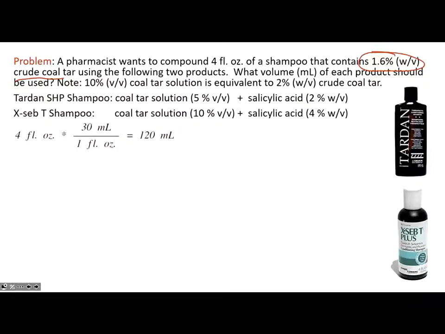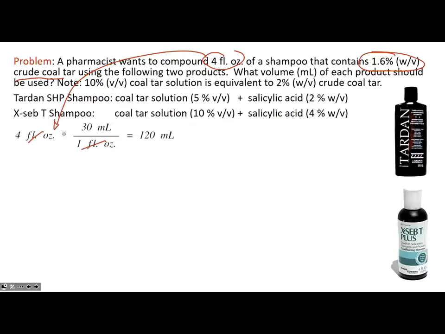So the first thing I would do is convert my 4 fluid ounces into the volume I actually want to make. So hopefully you remember that there are 30 milliliters per fluid ounce. So if I have 4 fluid ounces times 30 milliliters per fluid ounce, then fluid ounces cancel and we end up in milliliters. So what I really want to make is 120 milliliters. Easy enough so far?